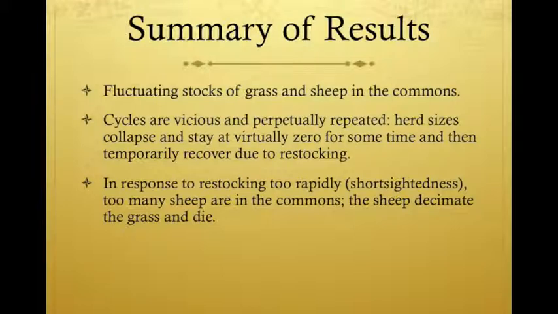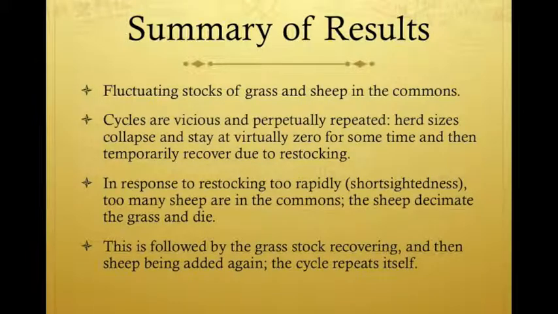This happens in response to restocking too rapidly, because you're adding too many sheep too rapidly. The end result is that there are too many sheep in the commons, and the sheep decimate the grass, and then they die. So this is the tragedy, simulated. This is followed by the grass stock recovering, and then sheep being added again. So again, you see a vicious cycle, where grass is able to recover after a while, and then the villagers say, "Oh, there's grass again. Let's throw in some more sheep."